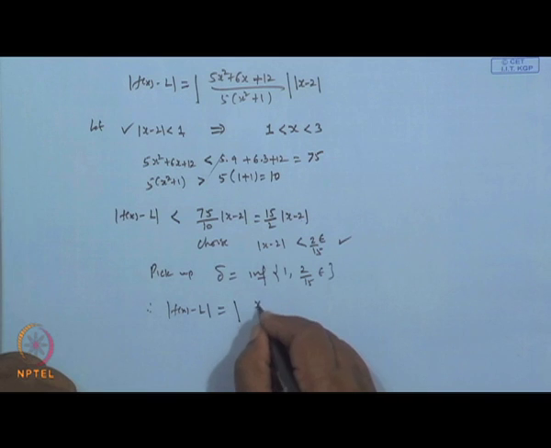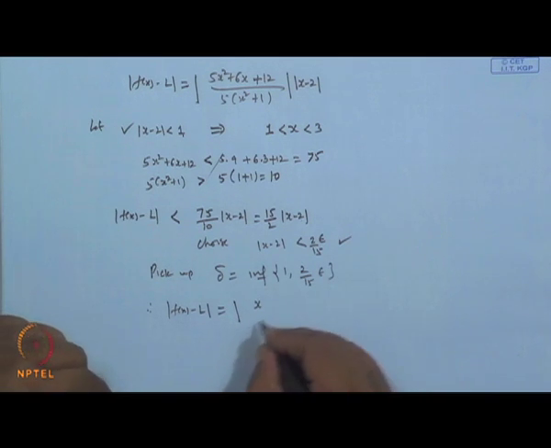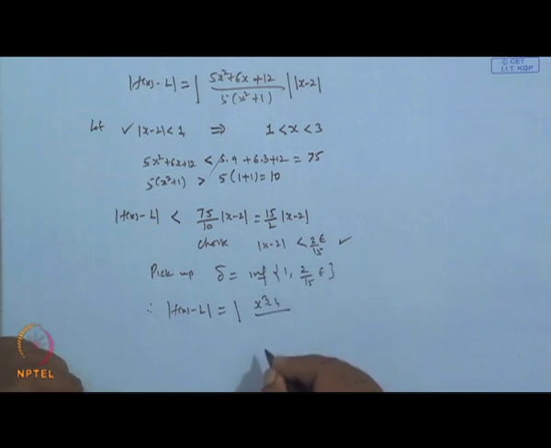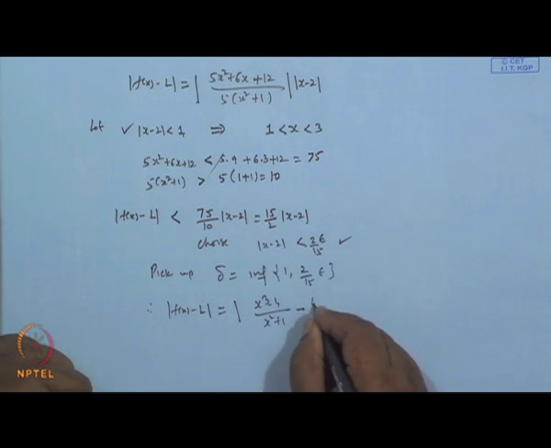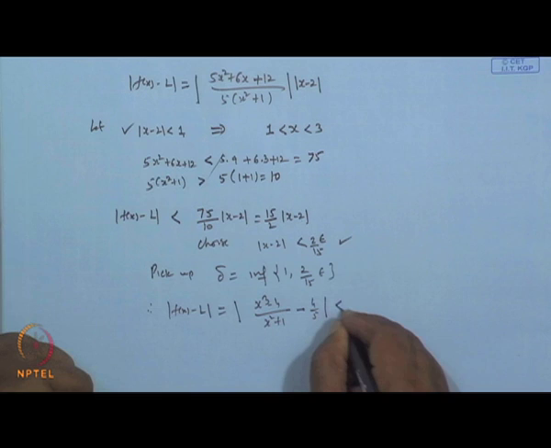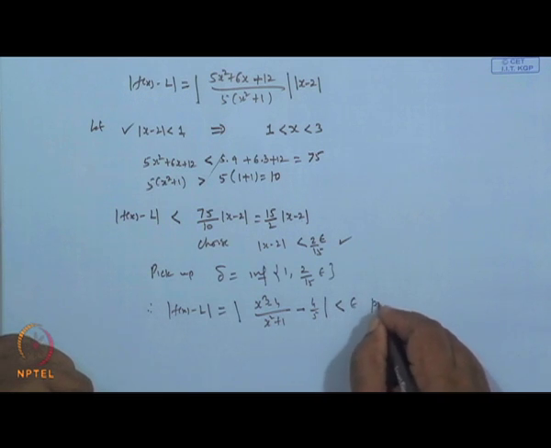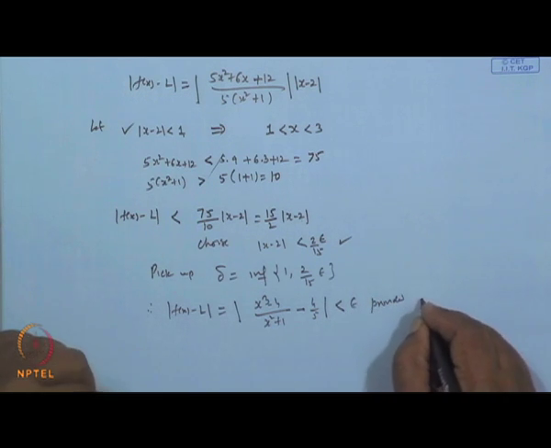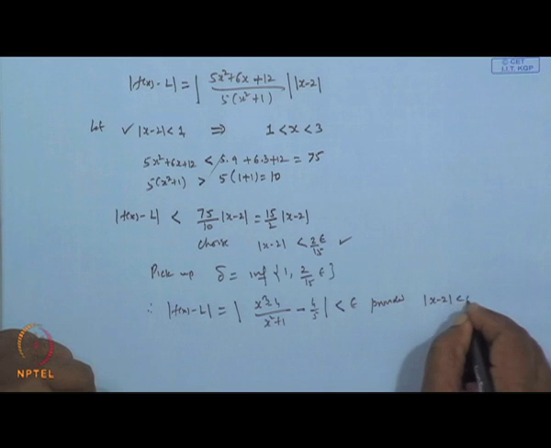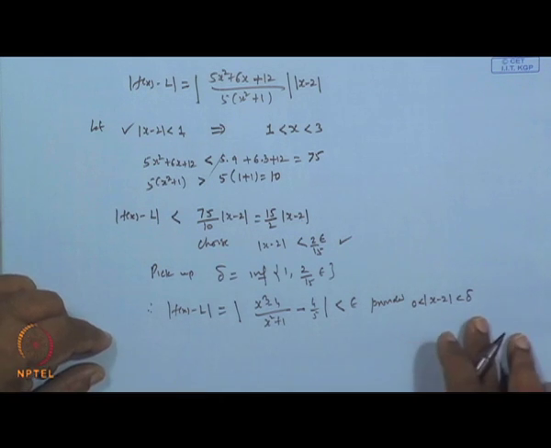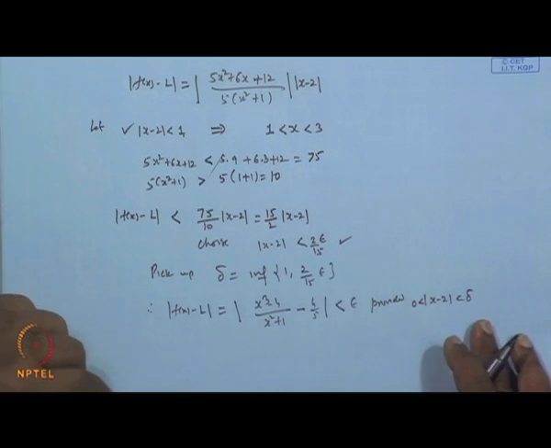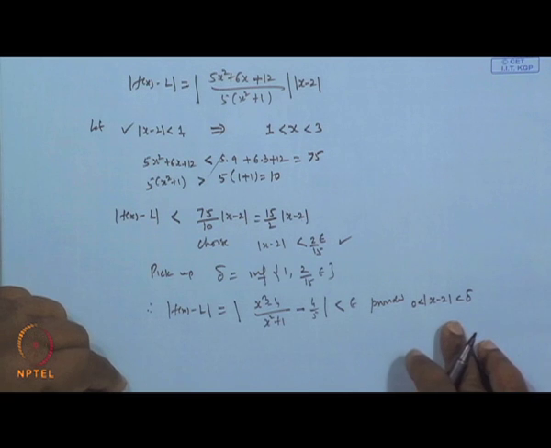Mod of x cube minus 4 divided by x square plus 1 minus 4 by 5, as the problem was. This thing will be less than epsilon provided mod x minus 2 is less than delta and greater than 0, because x may not be 2. But here of course, it is no problem, we can also take 2, there is no problem here. Okay. So, we can choose them.